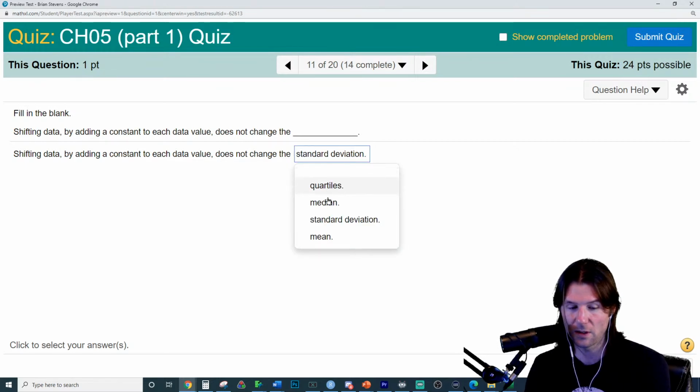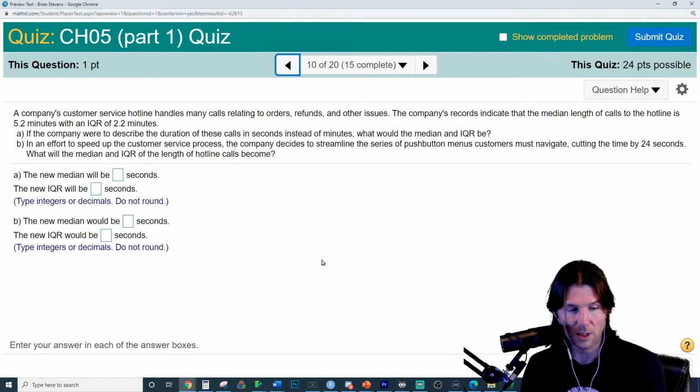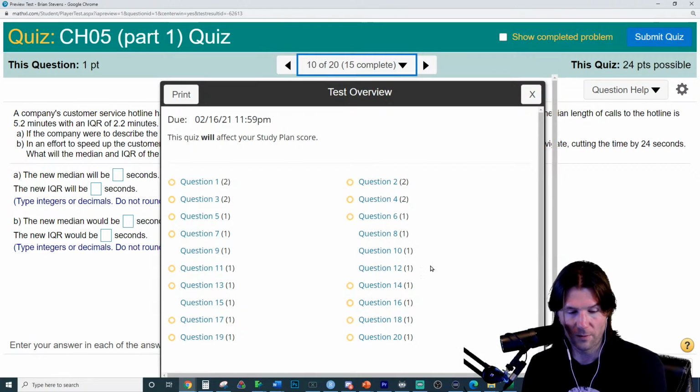The other ones are positions in the data or the average of the data. And the median is a quartile. It's Q2, so the median would change. I don't think we've done this one yet. We're so close to all of them completed.